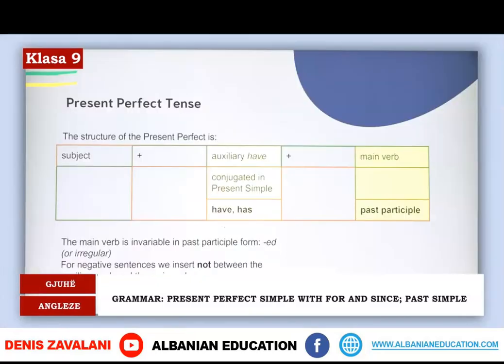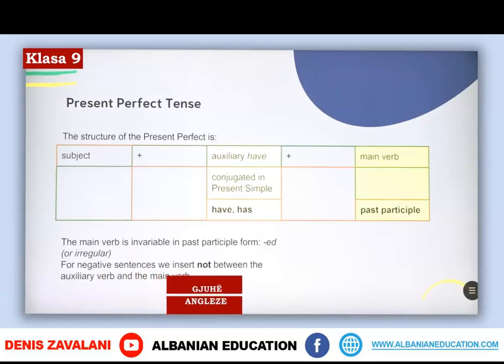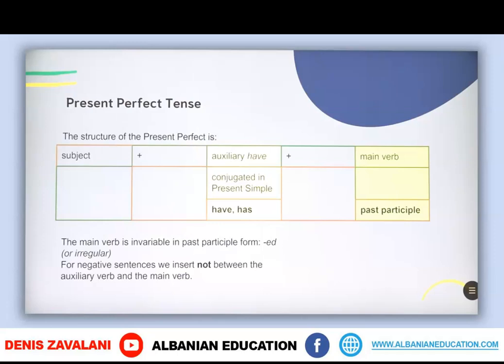As we can recall from other classes, we know that present perfect tense is structured by having the auxiliary verb have and also the past participle of the main verb. As we know, the past participle might end in ed or it can be an irregular verb. For negative sentences, we insert not between the auxiliary verb and the main verb.